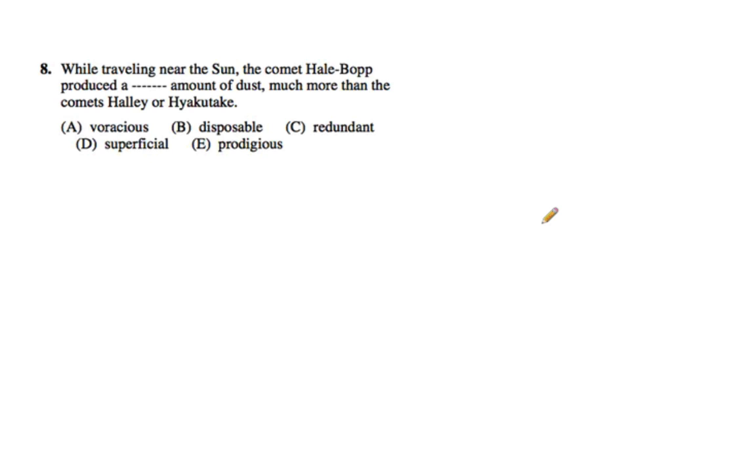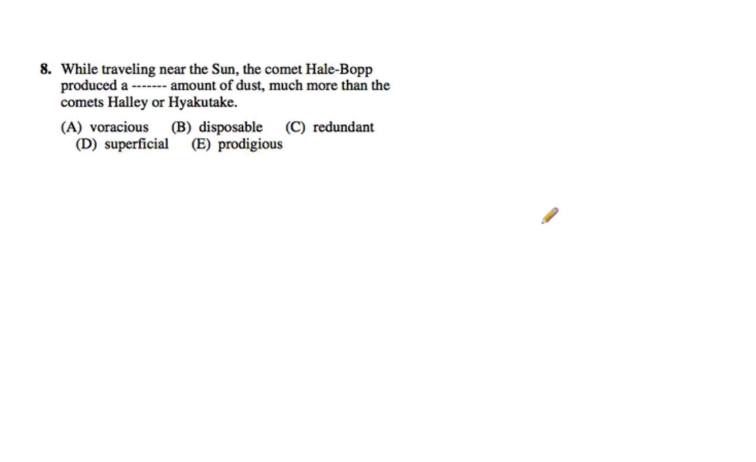All right, and question number 8. It's our last question in this section. When traveling near the sun, the comet Hale-Bopp produced a blank amount of dust, much more than the comets Halley or Hyakutake. I have no idea how to say it. It doesn't really matter. But here's the key. We want to say, what does the word in the blank have to mean?